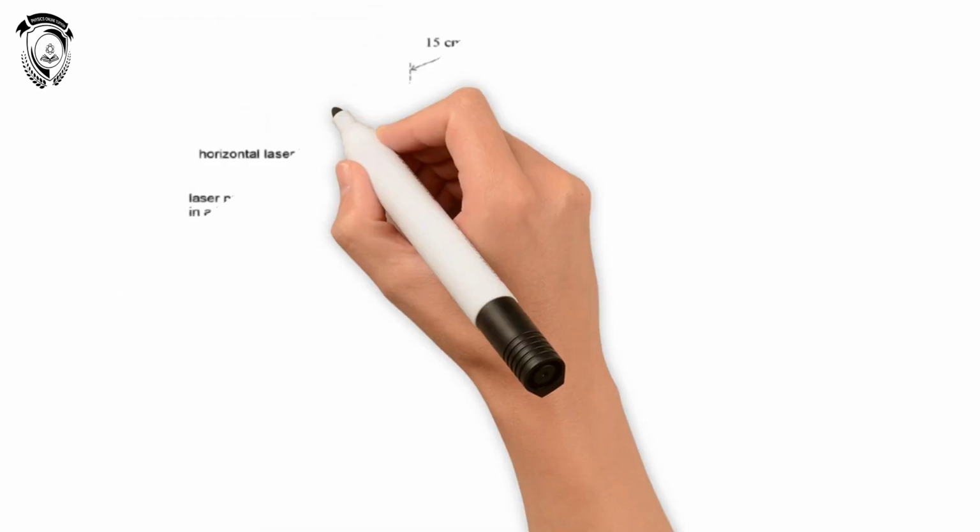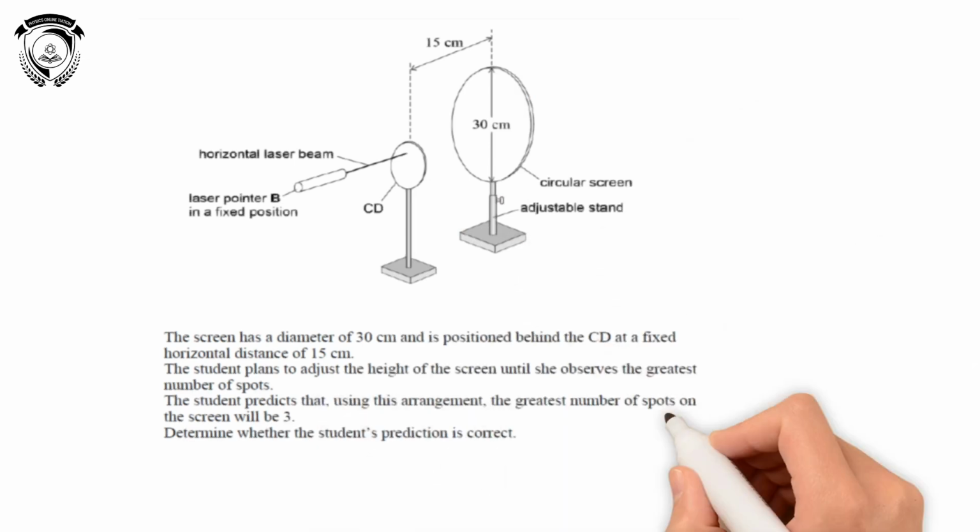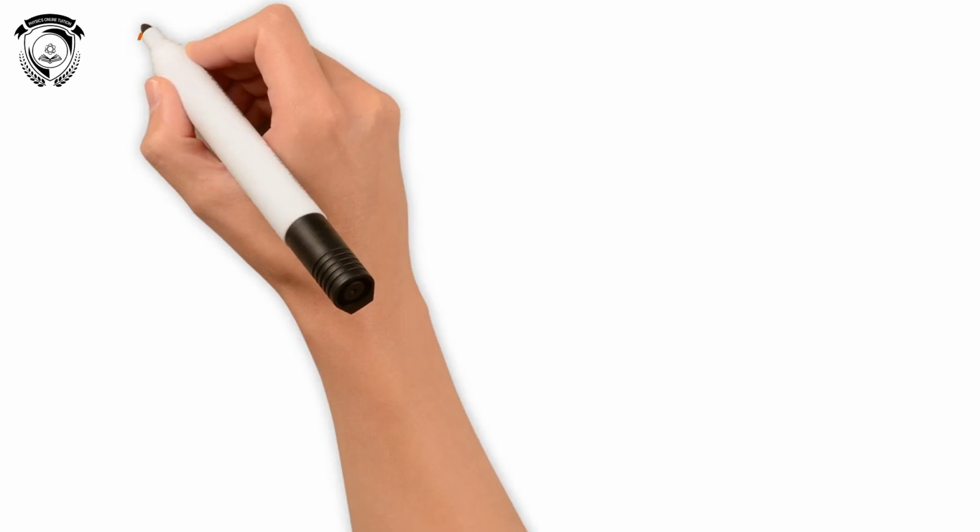Next question. They say that a screen has a diameter of about 30 centimeter and is positioned behind the CD at a fixed horizontal distance of about 15 centimeter.